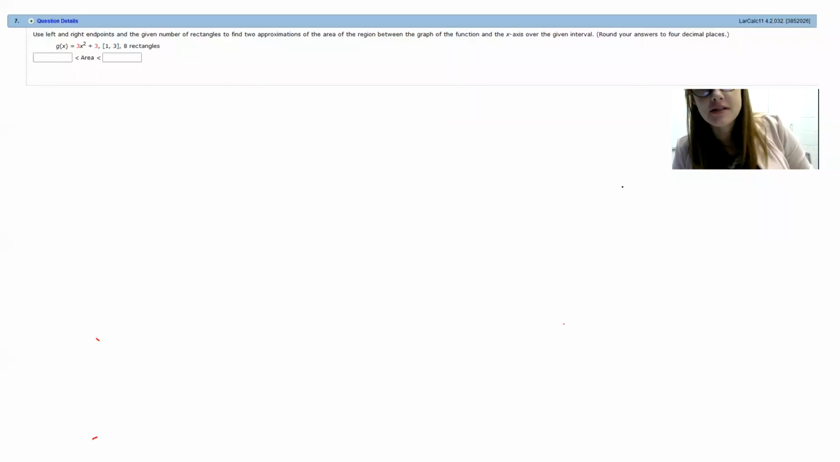Hi, we are looking at section 4.2a, homework, problem number 7. So in this problem, we're asked to use the left and right endpoints and the given number of rectangles to find two approximations of the area of the region between the graph of the function and the x-axis over the given interval. And then they ask us to round our answer.